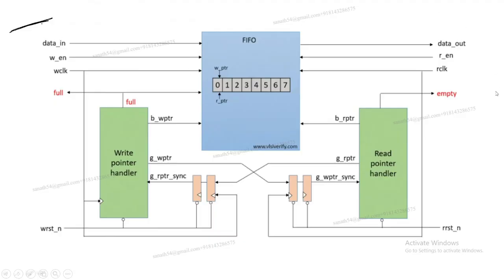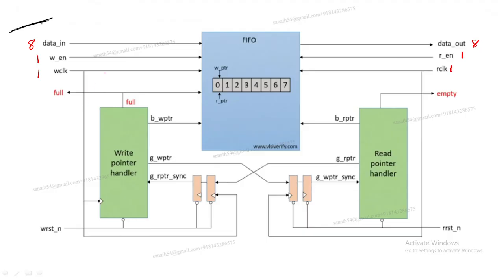And this diagram I took from VLSI Verify. This is the FIFO. Here you have the write pointer and here you have the read pointer. Data in is how many bits? This is 8 bit. Data out is also 8 bit. Write enable is 1 bit only. You have write clock and read clock, which are also 1 bit.